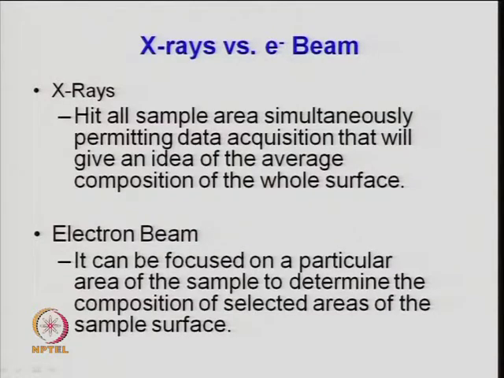Now, X-ray versus electron beam, as I said, in terms of surface scanning or point-to-point analysis, is another useful piece of information. Both are important, and both give information about the surface, but depending upon the energy, intensity or wavelength. X-rays hit the whole sample area simultaneously, permitting data acquisition that gives an idea of the average composition of the whole surface. Just like when you do energy dispersive X-ray analysis, you get the analysis only at an average localized point, not throughout the sample.